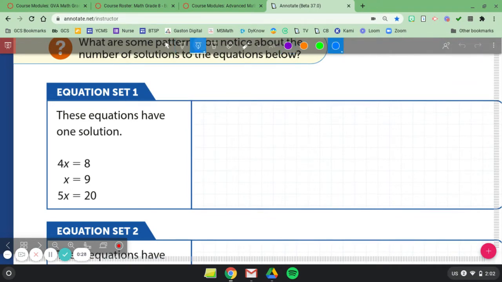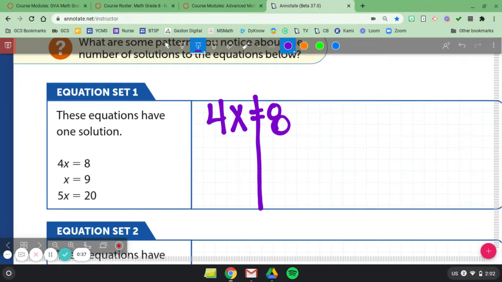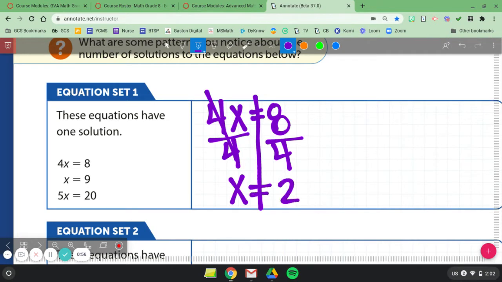And we know when solving multi-step equations, so what we have already been doing, that when I have 4x equals 8, I'm going to divide by 4 on both sides to cancel out. 4x is multiplication, so to cancel that out, we are going to divide by 4 on both sides. We are left with 1x, or x, and 8 divided by 4 is 2. So in that case, x equals 2.